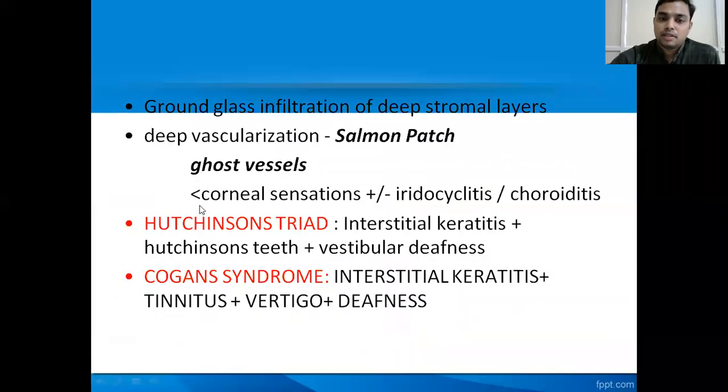And in the patient, there is decreased corneal sensation, and there is inflammation of the iris and ciliary body, and choroiditis, that is inflammation of the choroid. So these are the things that we see in interstitial keratitis. These two things we have to remember.